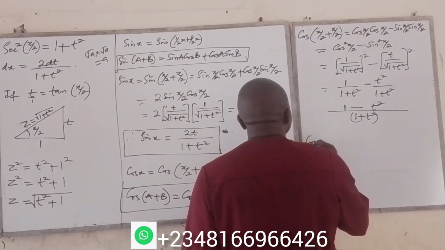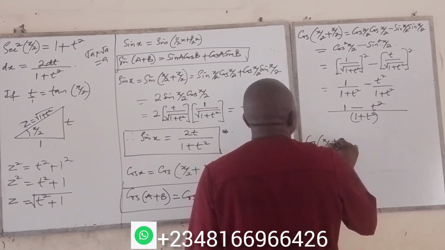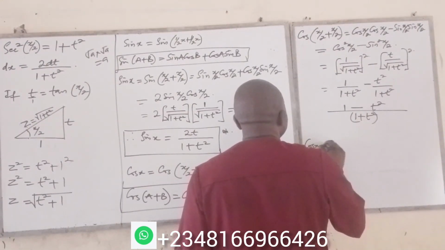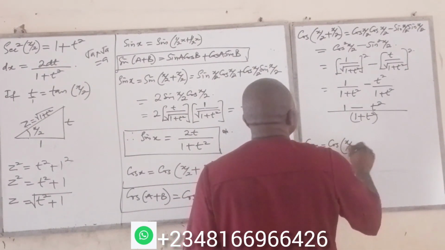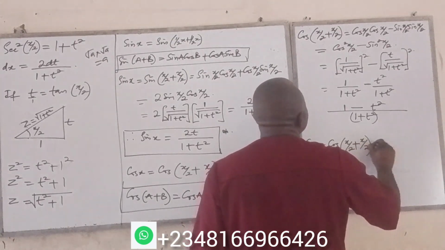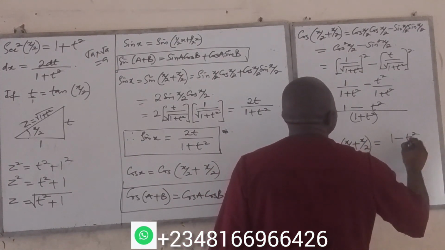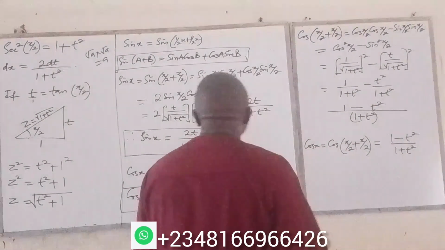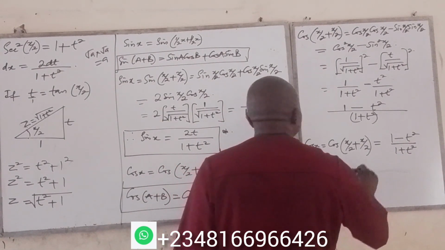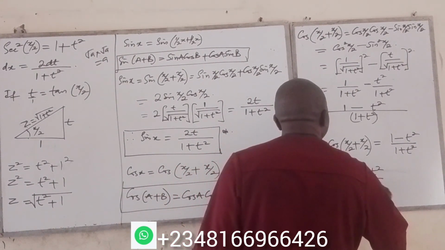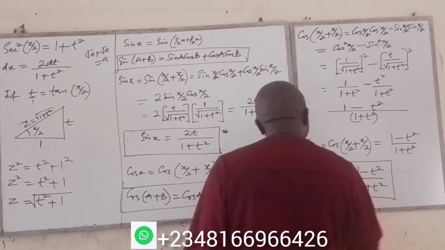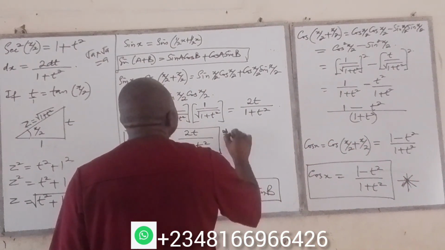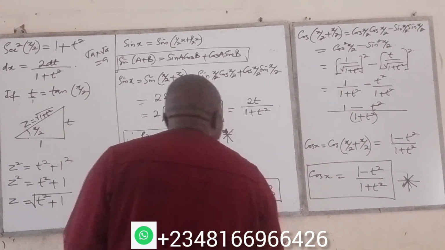So it means cos of x over 2 plus x over 2, which is the same as cos x, is equal to 1 minus t squared all over 1 plus t squared. So now cos x is equal to 1 minus t squared all over 1 plus t squared. Let's take note of this again: we have this, and we also have sine x and cos x.